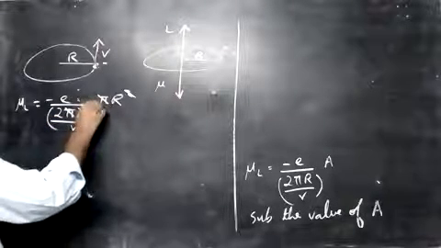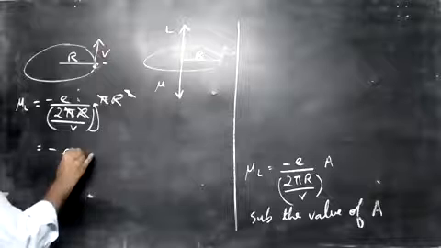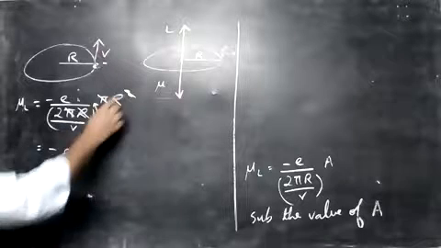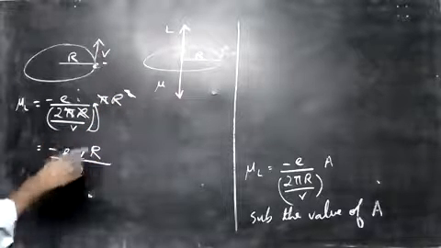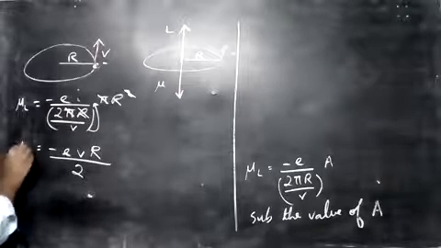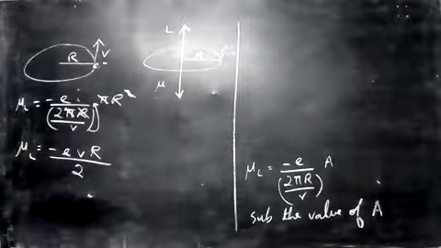V goes up. So we get here minus E, V goes up, so EV, and then R was there, R by 2 was there. So minus EVR by 2. So this gives us the magnetic dipole moment. Let this be here.